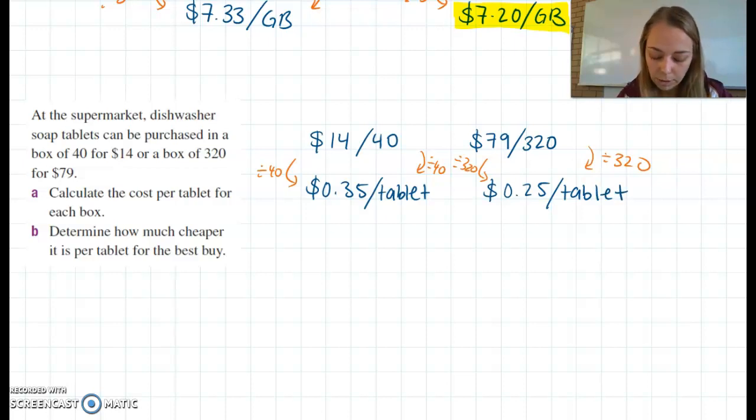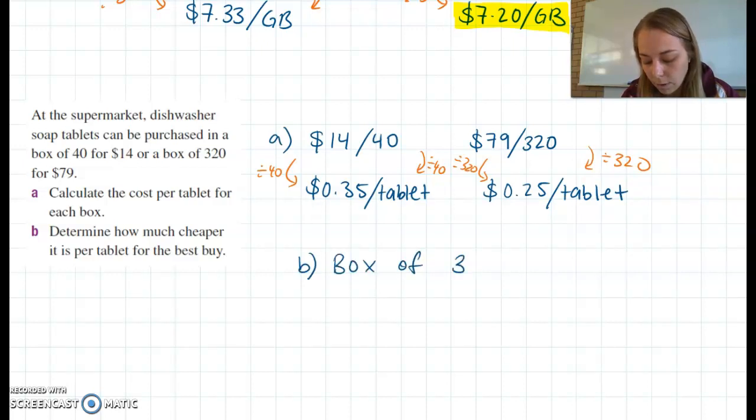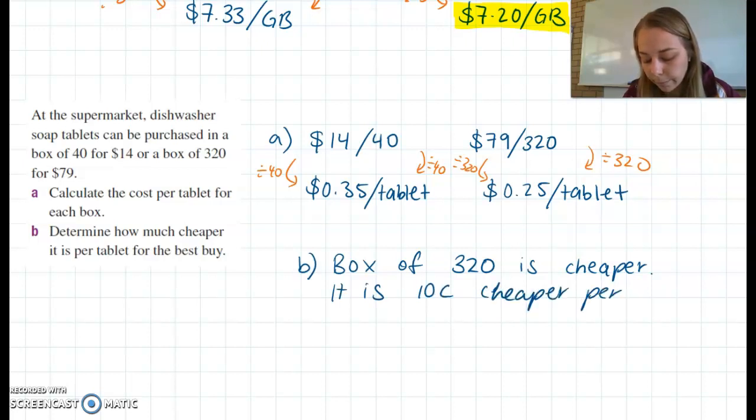So the cost per tablet for each box is given there. The first one costs 35 cents per tablet, the second one costs 25 cents per tablet. Part B says determine how much cheaper it is per tablet for the best buy. So for part B, we would say the box of 320 is cheaper, by 10 cents per tablet. Usually companies will do that, where if you buy more, you get a better value.